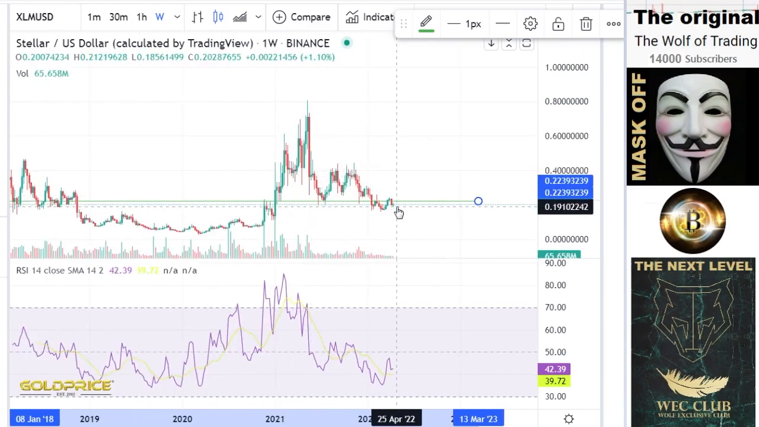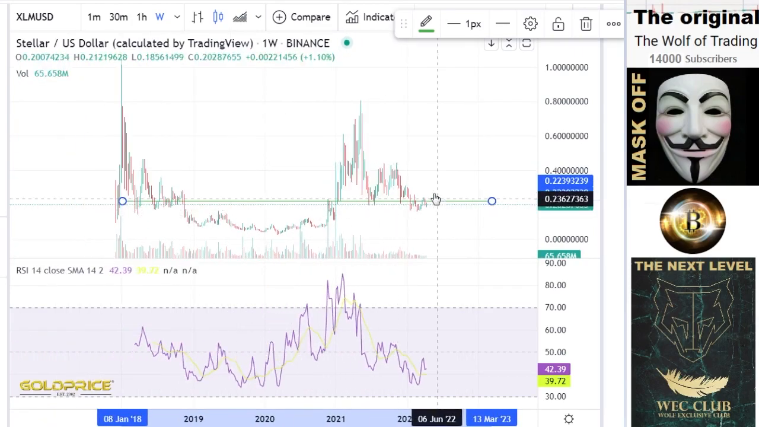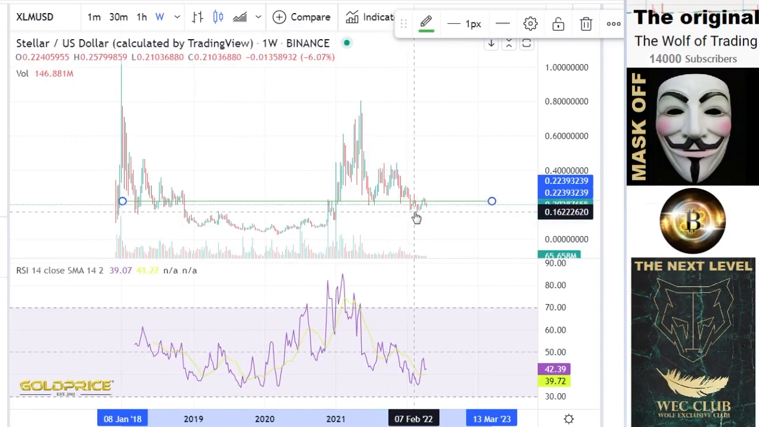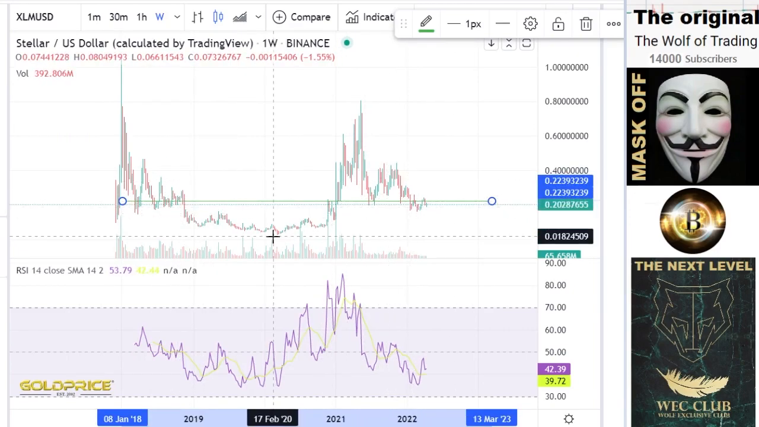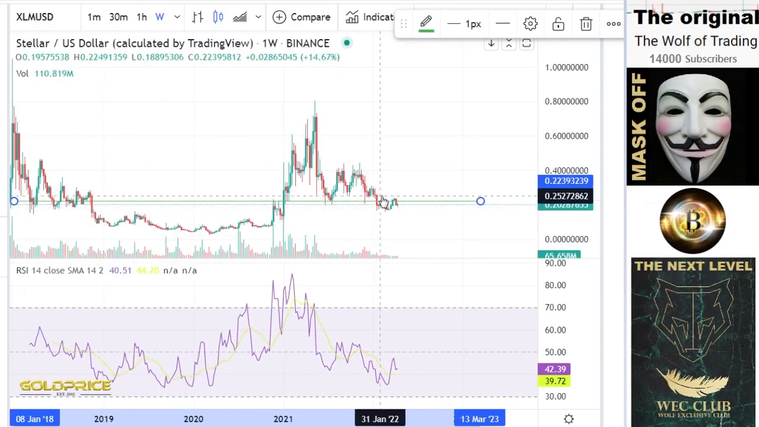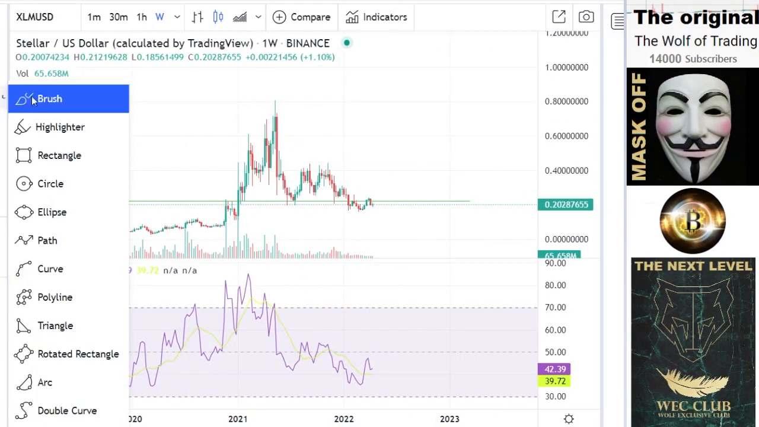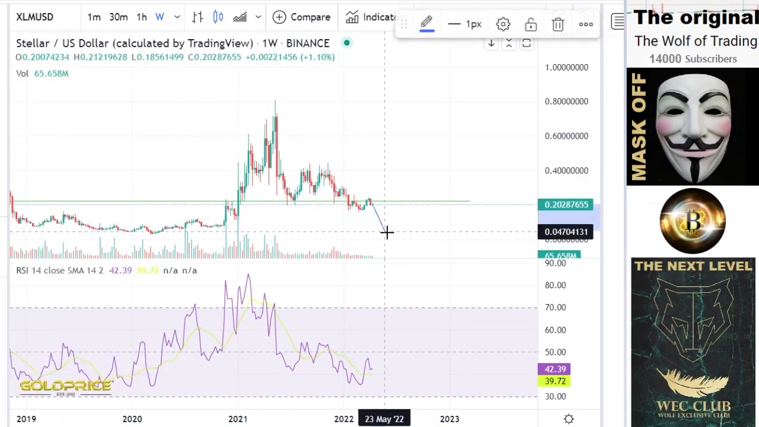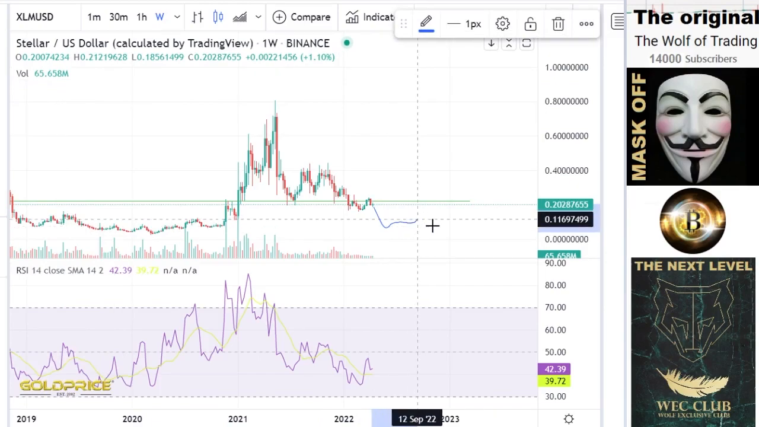Then we are now sitting again. You can see the same structure, sitting, sitting, sitting, sitting down. So after the last sitting, the price will go back to these levels. That means we could reach levels of 0.09 cent.